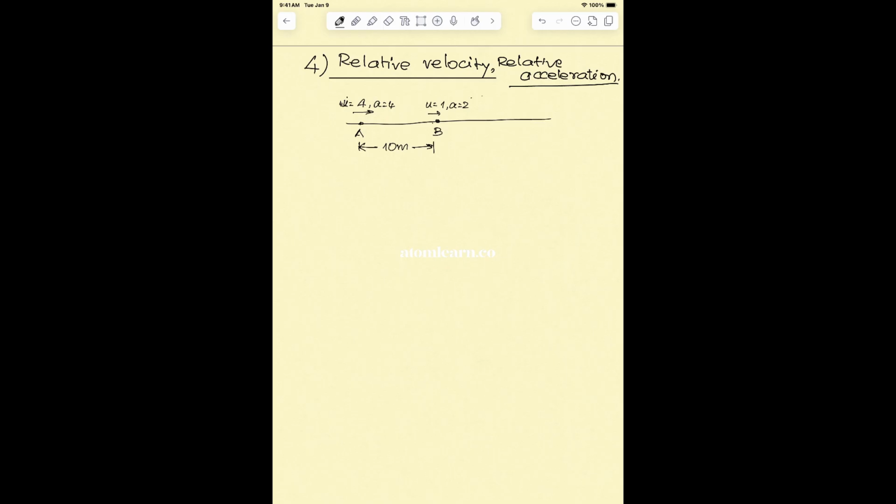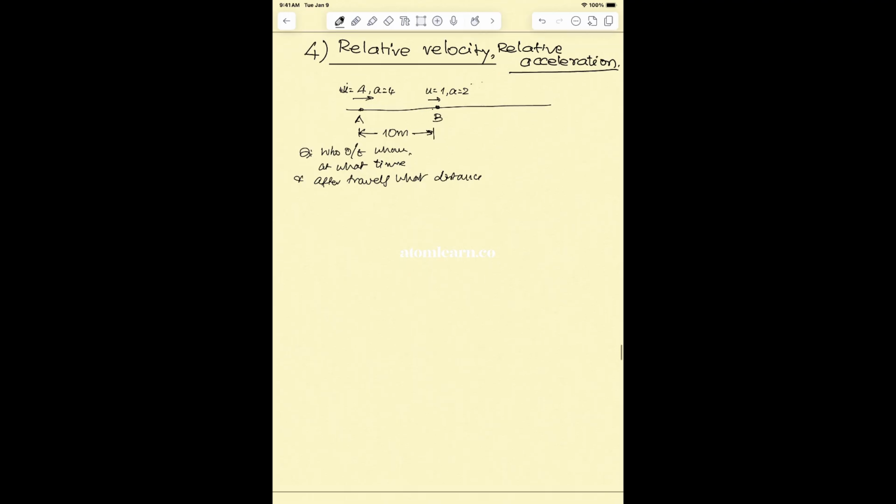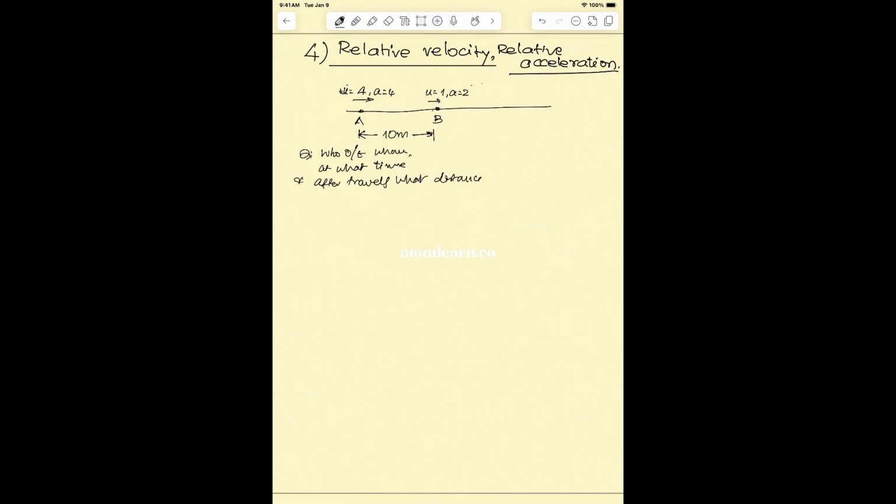So now the question is: who overtakes whom first, at what time, and after traveling what distance? Therefore this is the question, and I have given the data. As I said, we can also solve it by applying equations of motion individually for A and B, but then it is much more convenient this way. Now let's start with relative velocity.